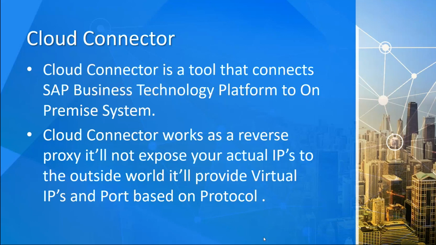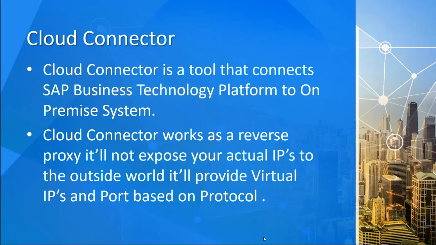So what does it actually do? Cloud Connector will hide the actual IP address from the outside world. What it means is that it takes the actual IP address of the on-premise system and exposes it by giving a virtual host and a virtual port. So it will take data from the on-premise system by providing its virtual host and virtual port based on the protocol.